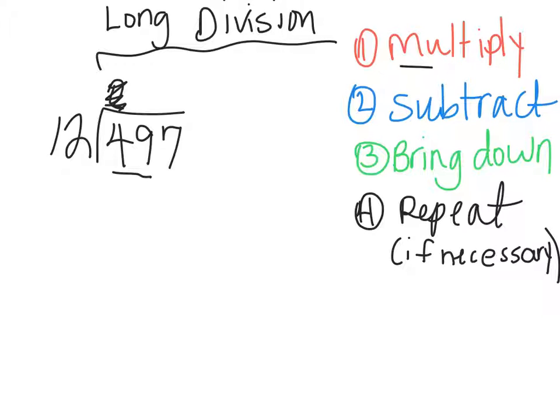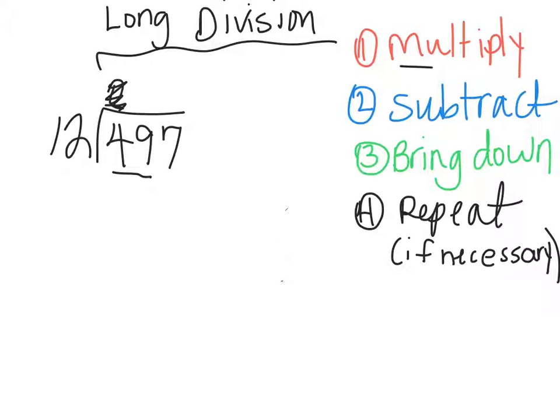How many times can 12 go into 49? Well, if you don't know that off the top of your head, guess and check. Don't be afraid to turn this into kind of like a multiplication problem. Let's try 3. 12 times 3. Okay, 3 times 2 is 6. 3 times 1 is 3. Okay, 12 times 3 is 36.